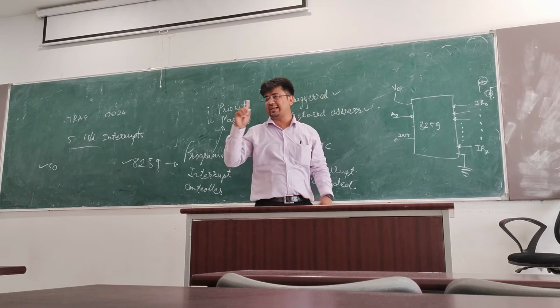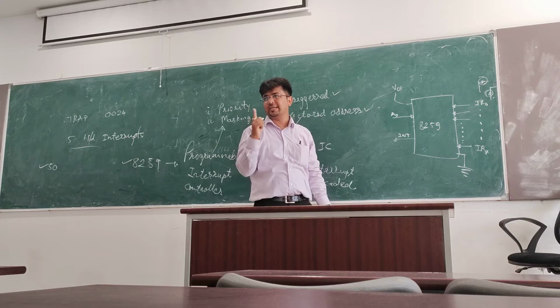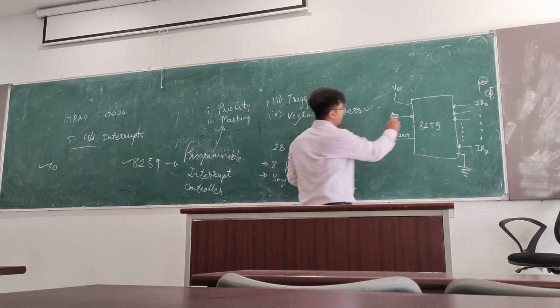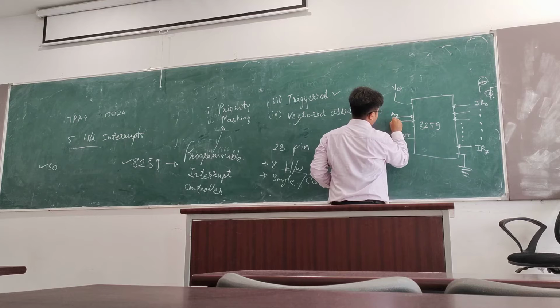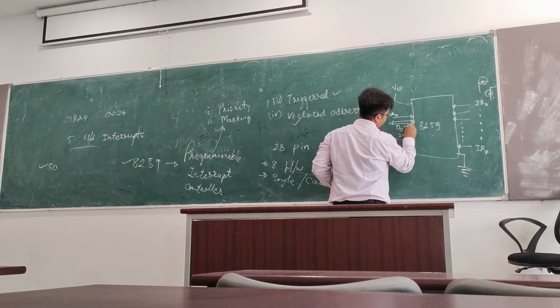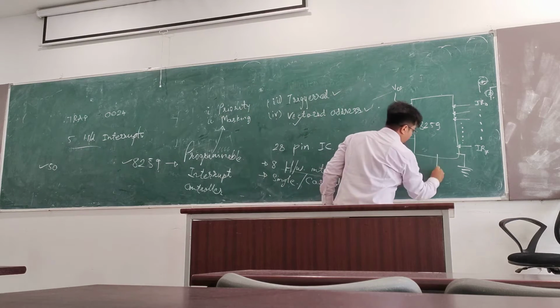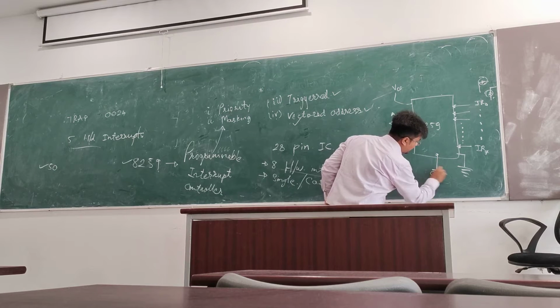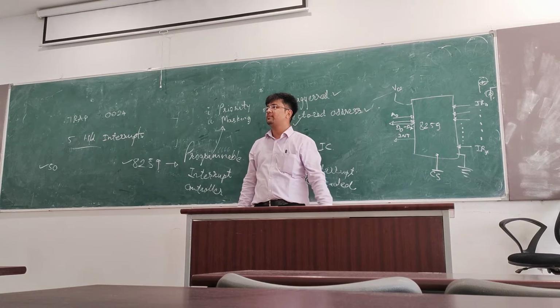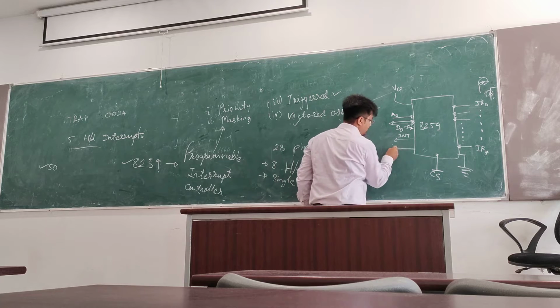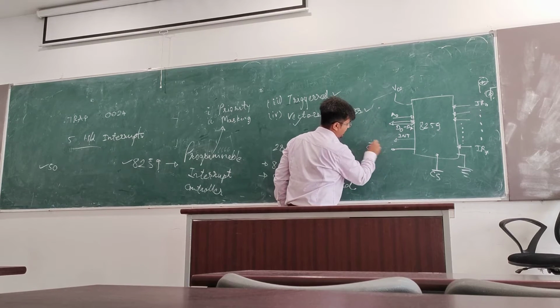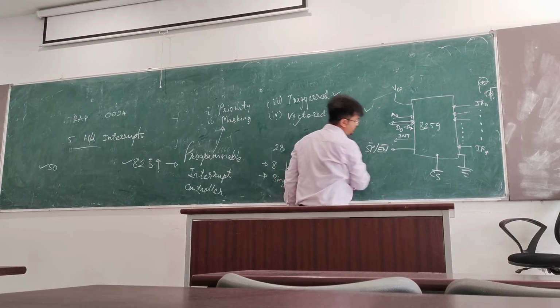There is an address line A0. Why only A0? We'll see. There is a data line, D0 to D7. There is a chip select pin, CS. SP/EN.